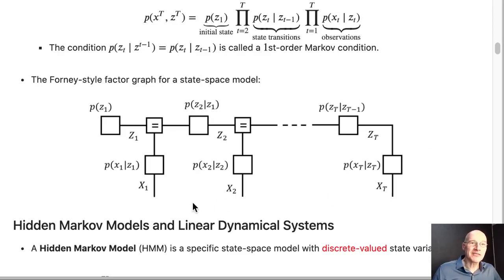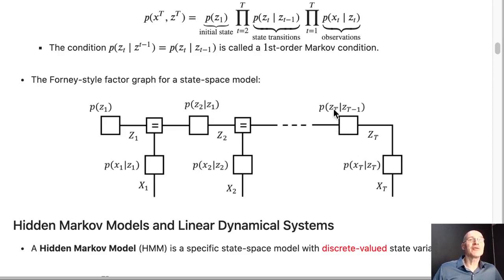Now, given this factorization, we have a factorization and we have a visualization of a state space model. We generally need to assign, of course, specific instances of probability distributions to the state transitions and to the likelihoods or the data generating distributions. And you can use anything there that you want. You can use categorical distributions and Gaussians and whatever you want. It's all legal, it's all valid.